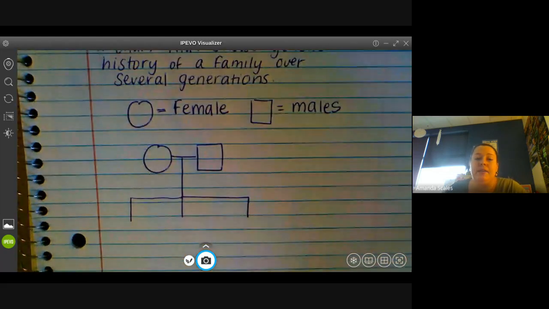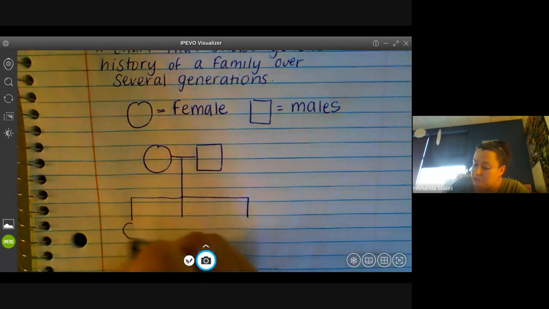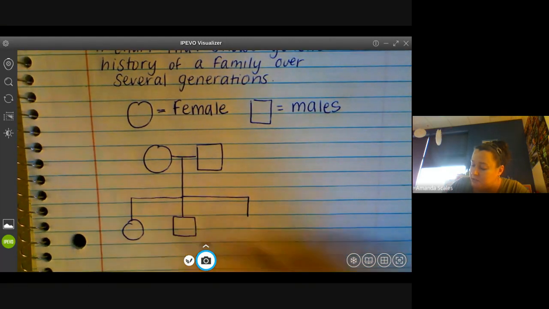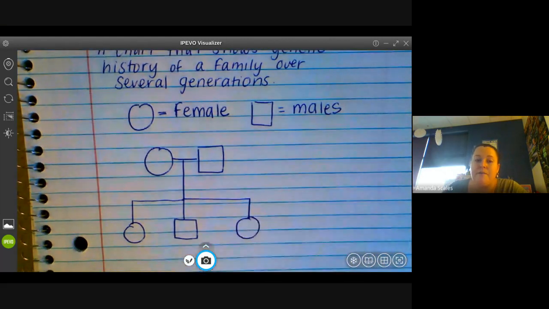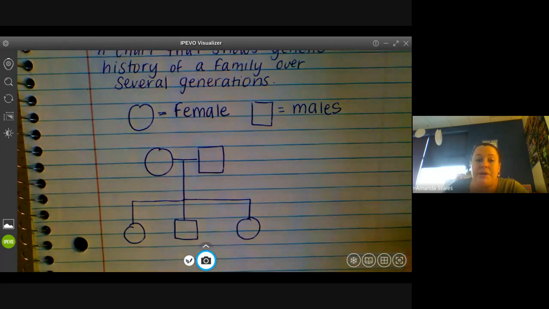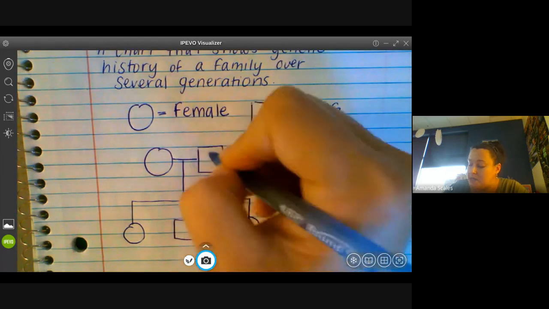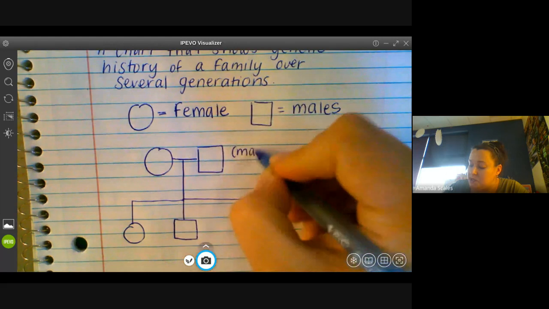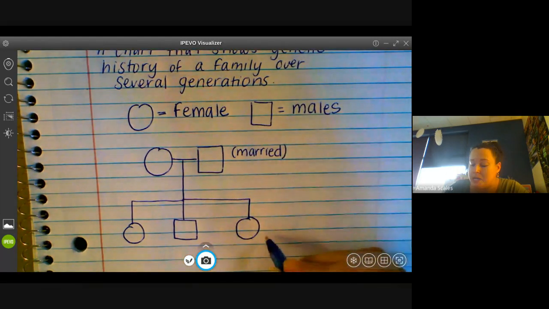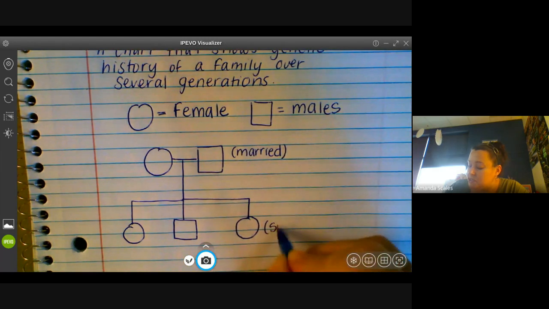Now, let's say that this family has 2 girls and a boy. So what you draw now, you draw a circle. Let's say the boy is the middle child, and then you draw a circle for the other girl. She's the youngest. So here's an example of a family pedigree. Again, these 2 people are married, so we just put that in parentheses here so you can see that. And these people down here, that's their children and their siblings to one another, their brothers and sisters.